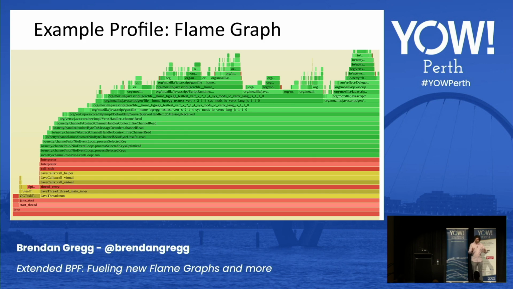It's a bit strange because the x-axis is not the passage of time. But the width is proportional to presence in the samples. So I can see 80% of the time I'm in this stack, I'm in IO netty, channel in IO, and so on. I can read it.